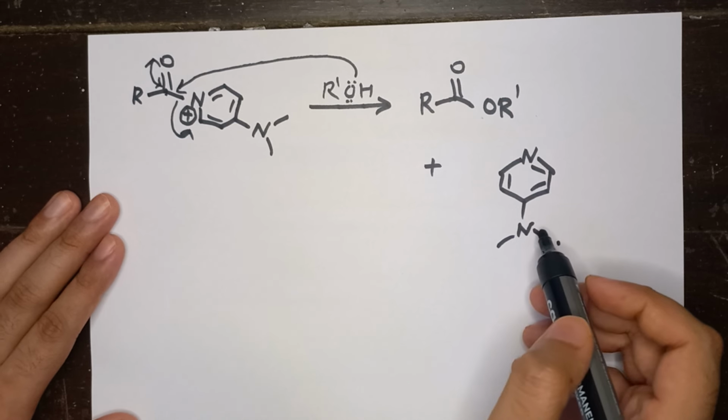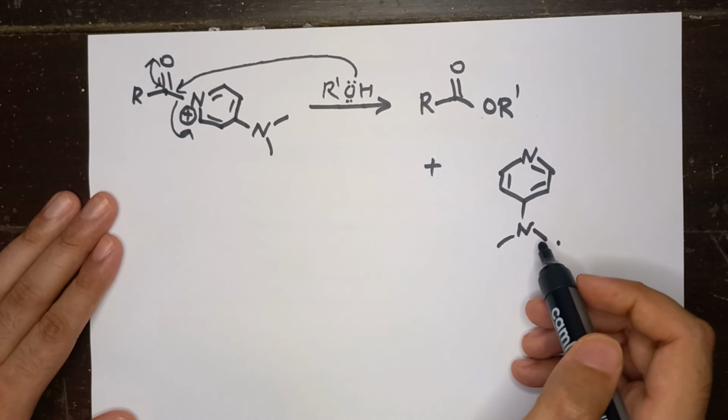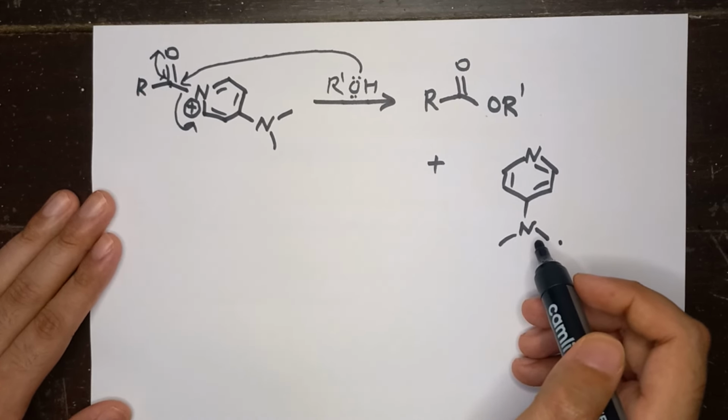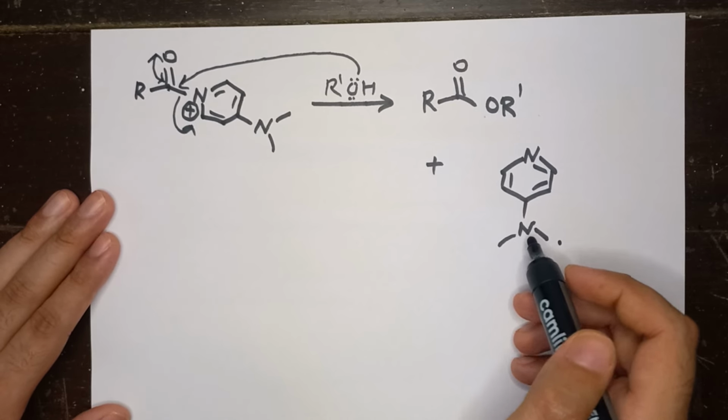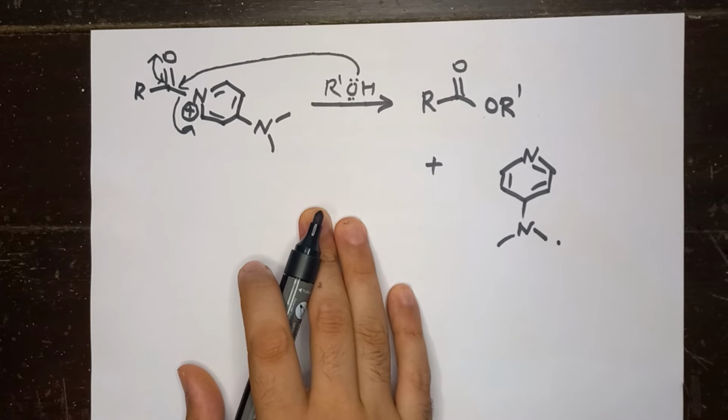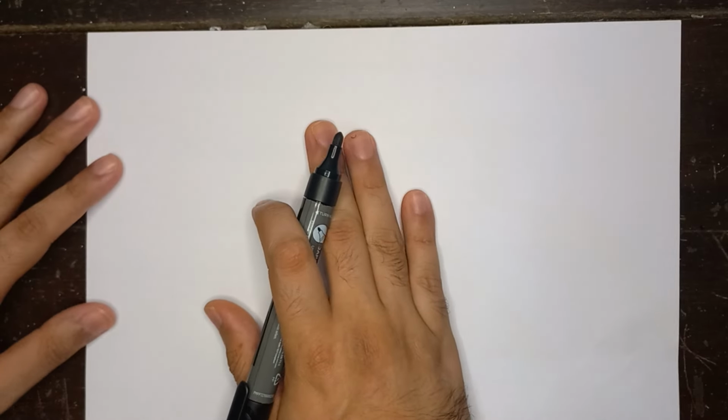It is acting as a base also, and it is acting as a nucleophile also. And DCC is another reactive species we are using in this reaction. Okay, now let's talk about the sixth method available.